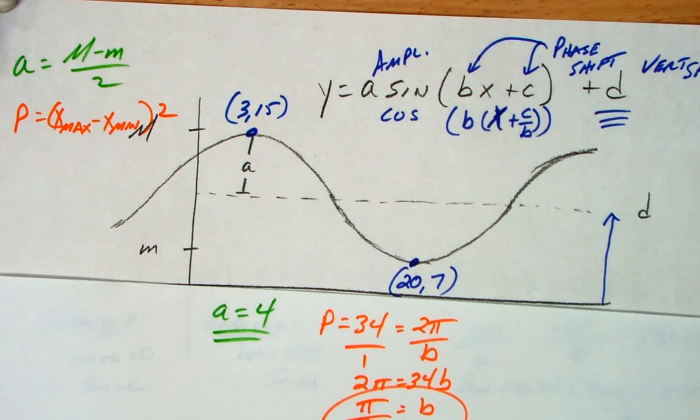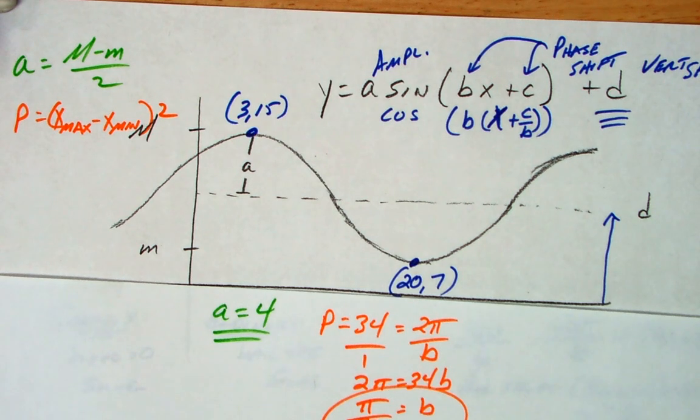D? Come on. D. Should be 8. Nope, it's not 8. 11. Can you explain why it's 11, Mr. Popkin? Your amplitude is 4, so I just subtracted 4 from my 15. There you go.